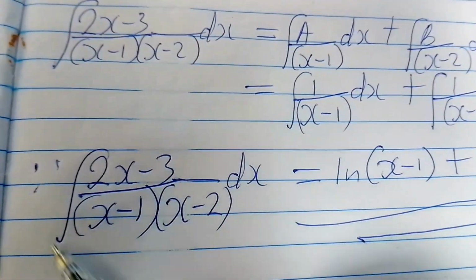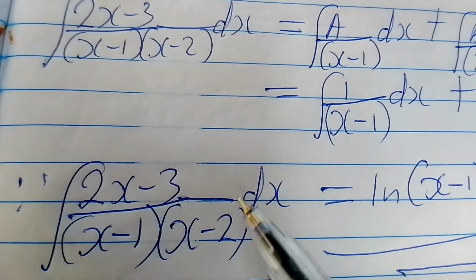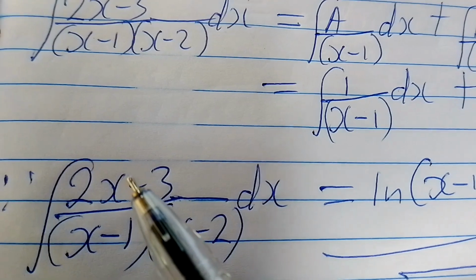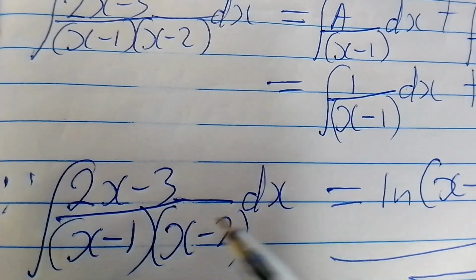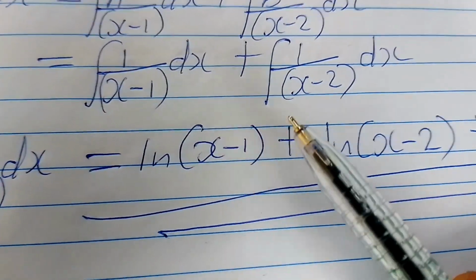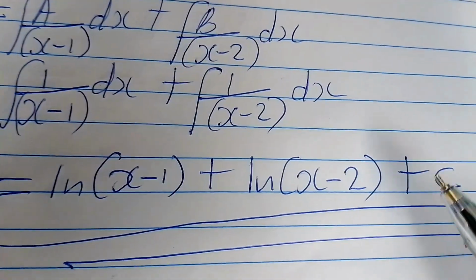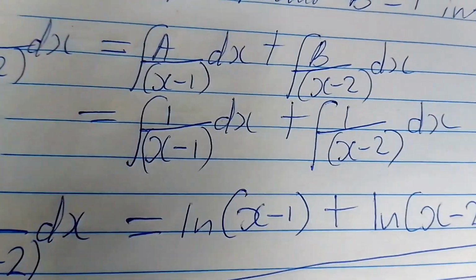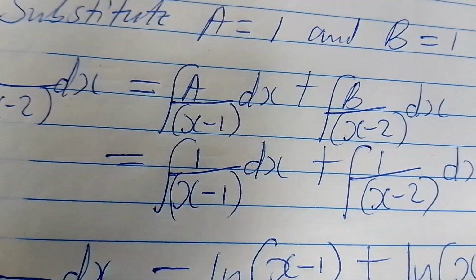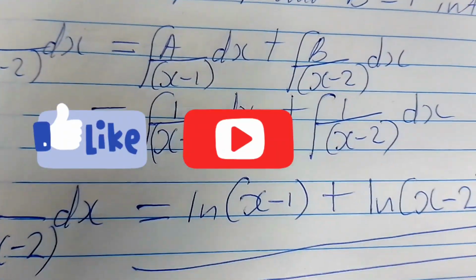Therefore, the integral of 2x minus 3 all over bracket x minus 1 bracket x minus 2 dx, after we factorize the denominator x squared minus 3x plus 2, gives the final answer: ln of x minus 1 plus ln of x minus 2 plus c, which is the final answer. This is how to evaluate a function using the partial fraction method.